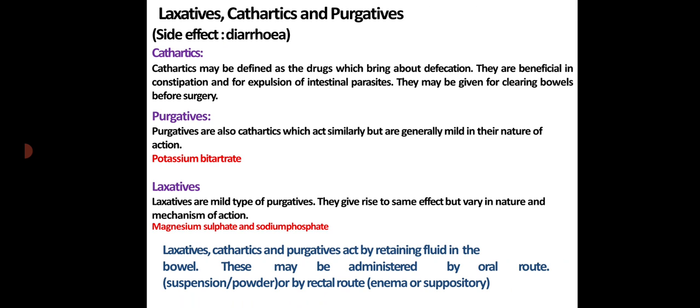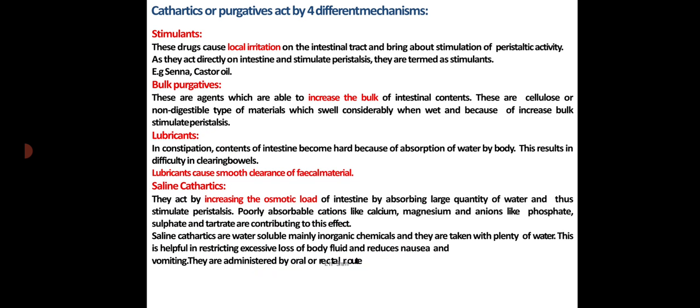Laxatives, cathartics and purgatives act by retaining fluid in the bowel. They may be administered by oral route in the form of suspension or powder, or by rectal route in the form of enema or suppository. The cathartics or purgatives can be classified into four categories based on the mechanism of action, namely the stimulants, bulk purgatives, lubricants and saline cathartics.